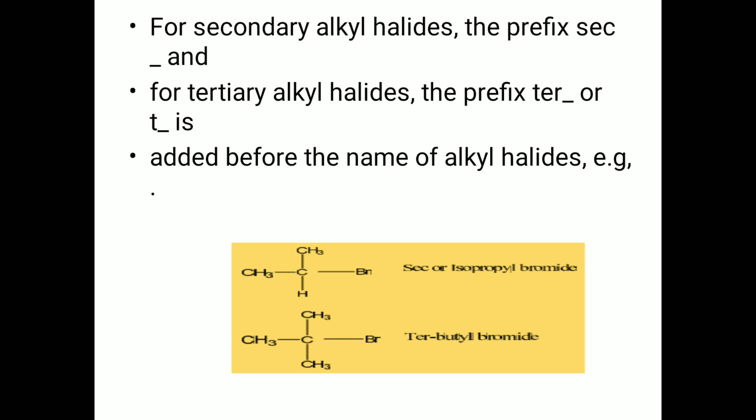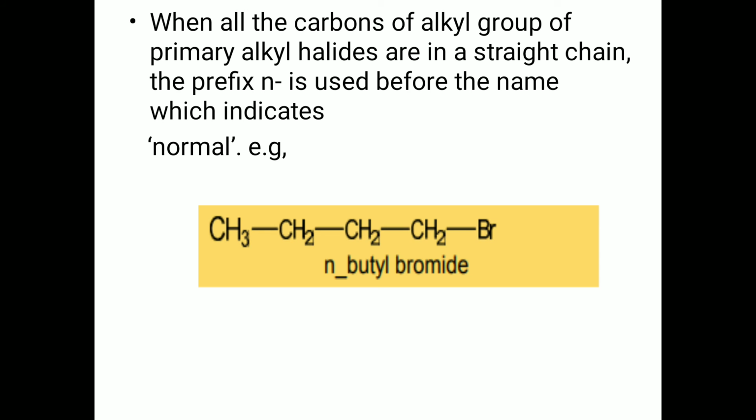When all the carbons of the alkyl group of a primary alkyl halide are in a straight chain, the prefix n is used before the name to indicate normal. You can see here the alkyl halide in which the alkyl group is in a normal chain, thus we have named it n-butyl bromide.